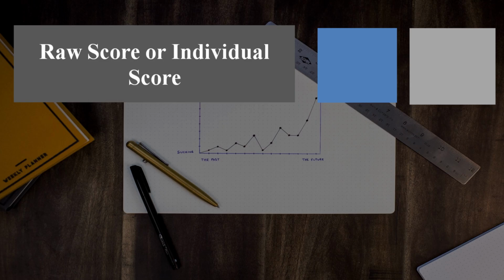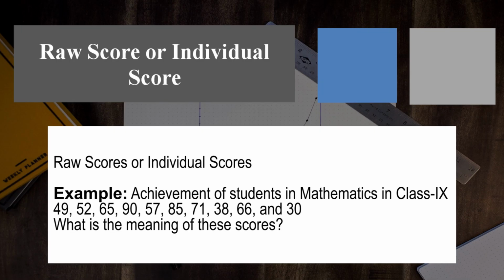First of all, I will start my discussion to understand a raw score, which is also called an individual score. Raw score is also called individual score. As an example, you see the achievement of students in mathematics in class 9th. You can also take an example of any other subject. It may be achievement of students in the subject of social science, in the subject of science, in any class.